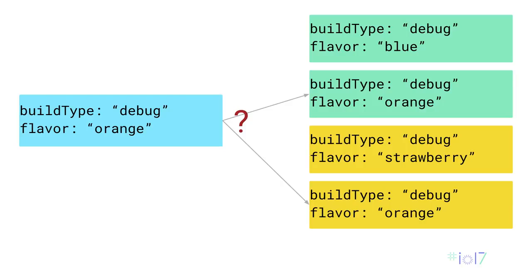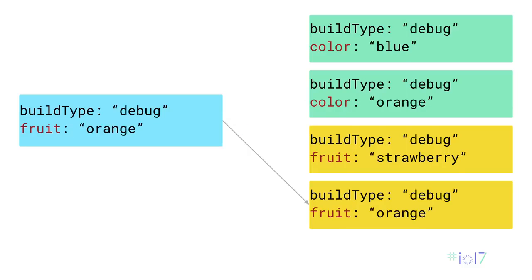And we just don't know. So when the app says orange, it's like, I don't know which orange you want. So that's why we ask you to name those flavor dimensions, because we're going to use that as the name of the attribute. And then the name of the attribute is actually color blue, color orange, and then fruit strawberry, and then we can make the right selection.